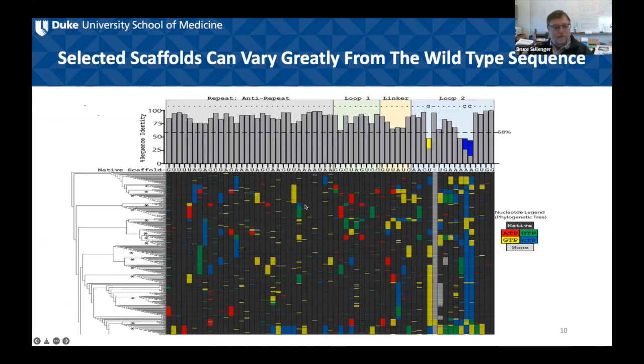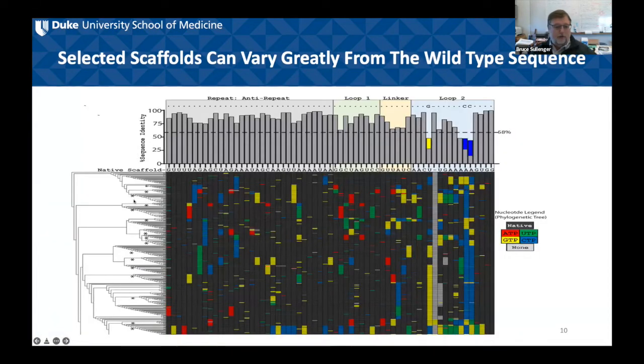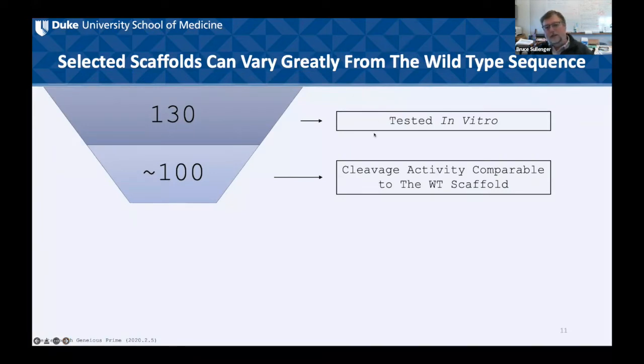So we took a subset of these to characterize in more detail. We took 130 of them, some of them indicated by stars. We tried to take ones that were part of these different phylogenetic branches as representative ones to characterize more. So we tested 130 of them initially just for cleavage in vitro. And it turned out most of them, approximately 100, cleaved comparable to the wild type, at least with the scaffold, targeting the DNA sequence in GFP we did the selection with.